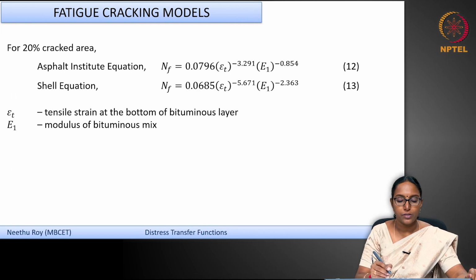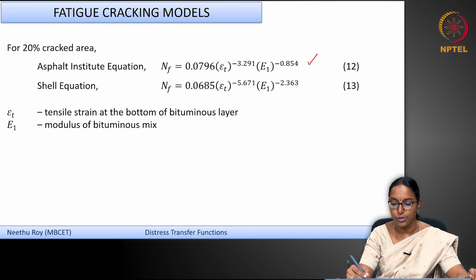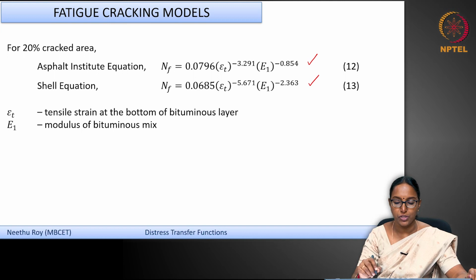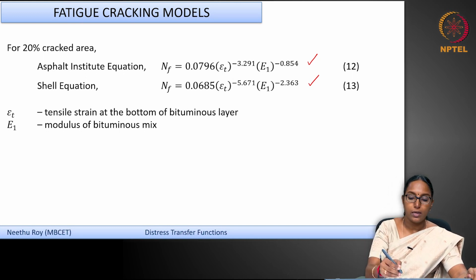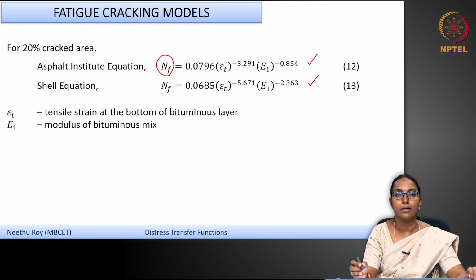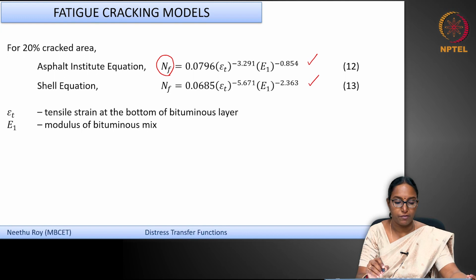The Asphalt Institute has given an NF equation as written here, and the Shell equation is also written here. You can see the coefficients vary slightly. Like in the Asphalt Institute, F1, F2, F3 are of the order of 0.07, minus 3.2 and 0.85, and you can see the corresponding values in the Shell equation. Now, I said that NF is the number of repetitions to failure. The failure criteria has to be set, right? So every design approach will choose a certain criterion as the failure criterion.